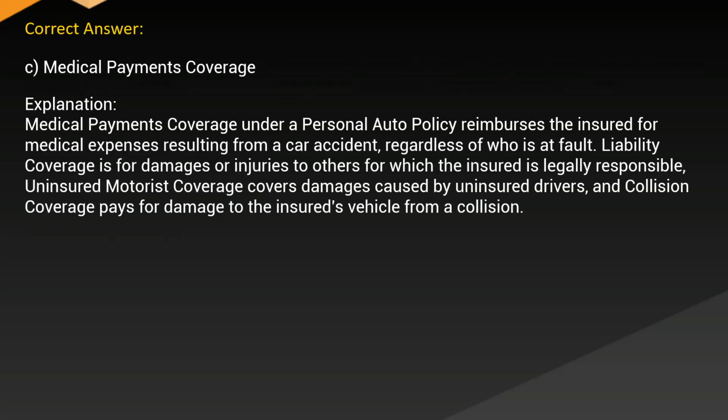Correct answer. C. Medical payments coverage. Explanation. Medical payments coverage under a personal auto policy reimburses the insured for medical expenses resulting from a car accident, regardless of who is at fault. Liability coverage is for damages or injuries to others for which the insured is legally responsible. Uninsured motorist coverage covers damages caused by uninsured drivers, and collision coverage pays for damage to the insured's vehicle from a collision.